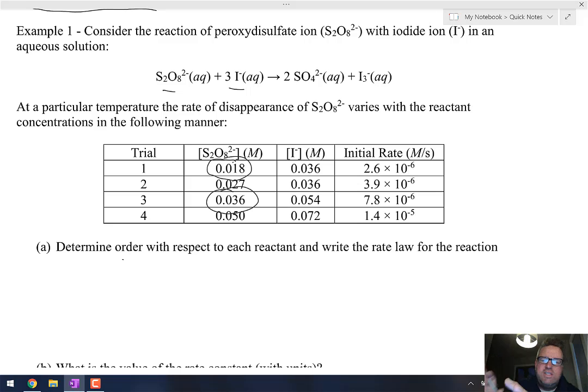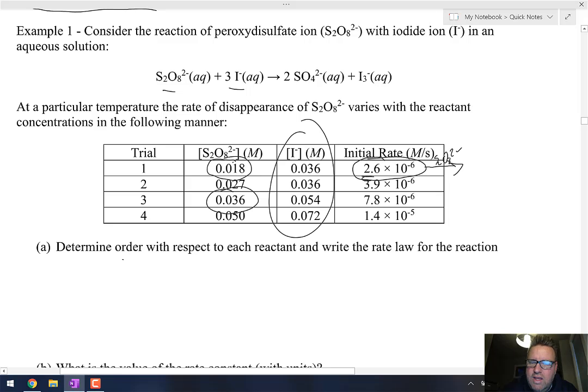So without even considering I minus, what is this rate right here going to do when S2O8 2- doubles? Well, since we know that it's first order, we know that if S2O8 2- doubles, then the rate is also going to double. So before we even try to figure out what I minus is going to do, we're going to say, well, because of the S2O8 2-, we know that this rate is going to go from 2.6 to 5.2 times 10 to the minus 6, because we already know that S2O8 2- is first order based on what we already did.